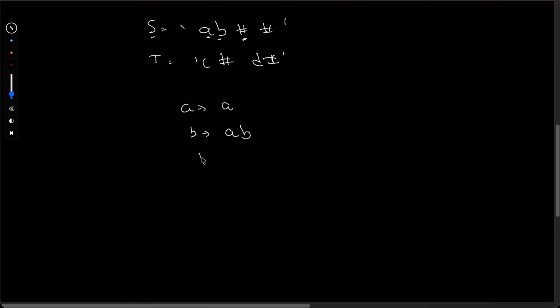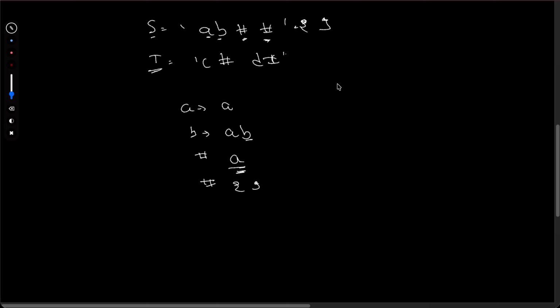Now let's take another example. If we have S equal to a b hash hash and T equal to c hash d hash, let's first process S. A becomes a, now with b, the result becomes a b. Now the third one is hash, so we delete b and it just becomes a. The fourth one is hash, so we delete a, so it becomes an empty string. So the final result of S is empty. Now we process T.